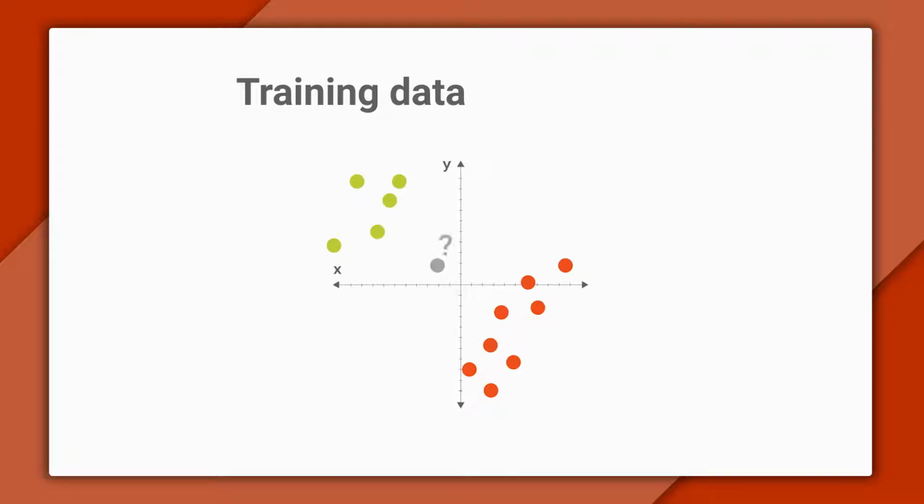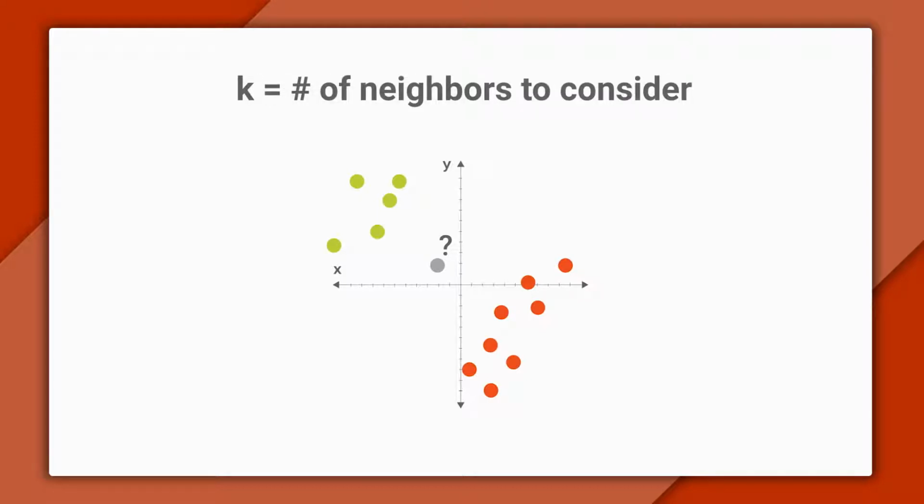Now what about this one, right in the middle? Imagine that this dot is equidistant to the nearest green dot and the nearest red one. There's a tie, so how could we classify it? Well, one way is we could randomly break the tie, but there's another way, and that's where k comes in. K is the number of neighbors we consider when making our prediction.